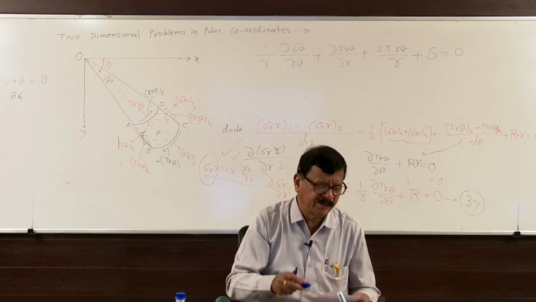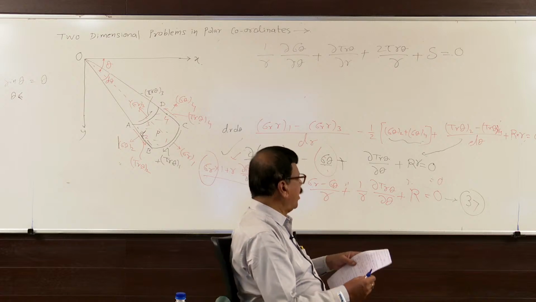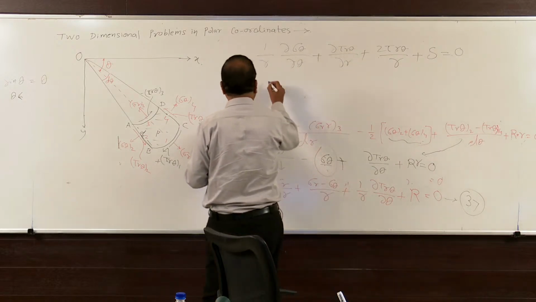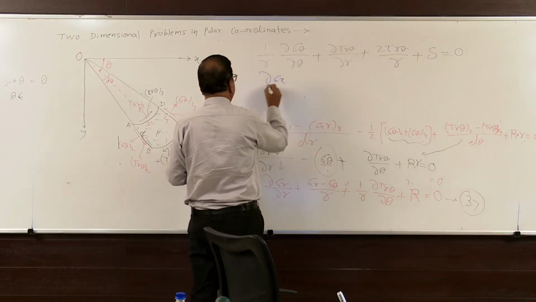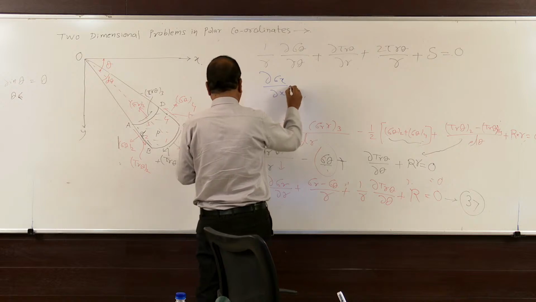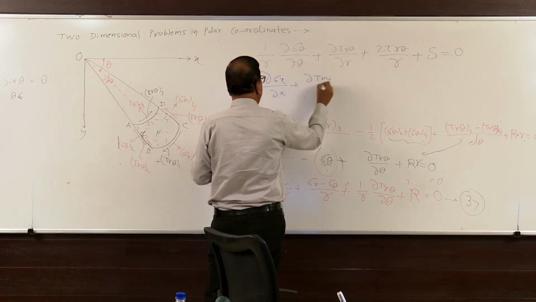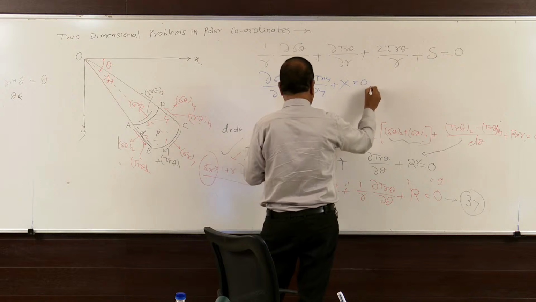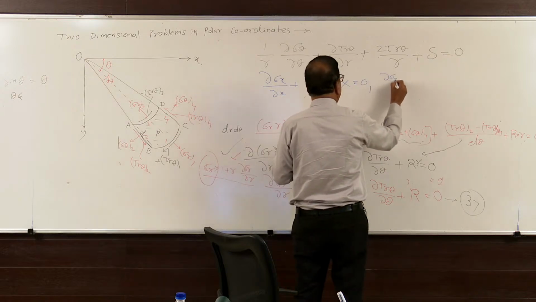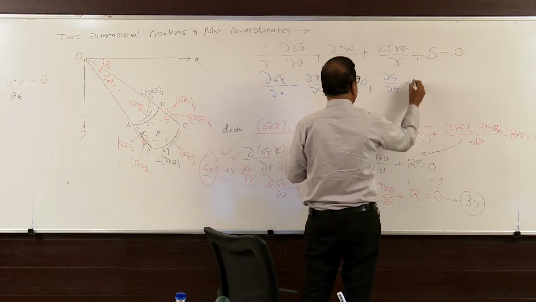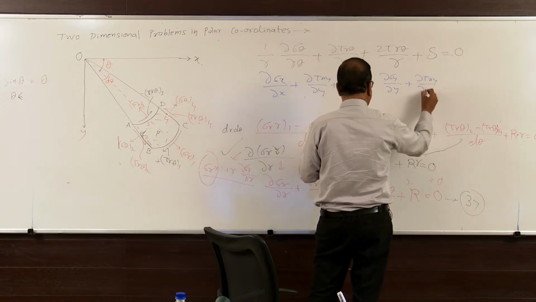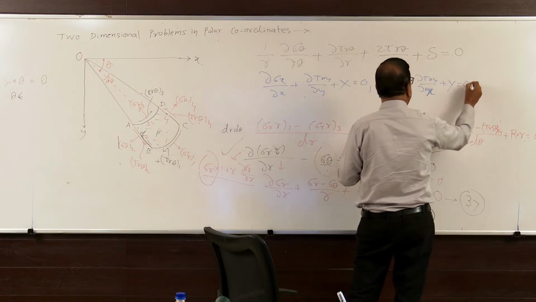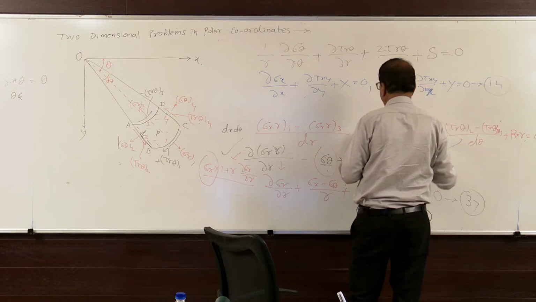These equations are same as we derived in equation 18 previously: del sigma x upon del x plus del tau xy upon del y plus capital X is equal to 0, del sigma y upon del y plus del tau xy upon del x plus y is equal to 0. Equation 18 in our previous notes.